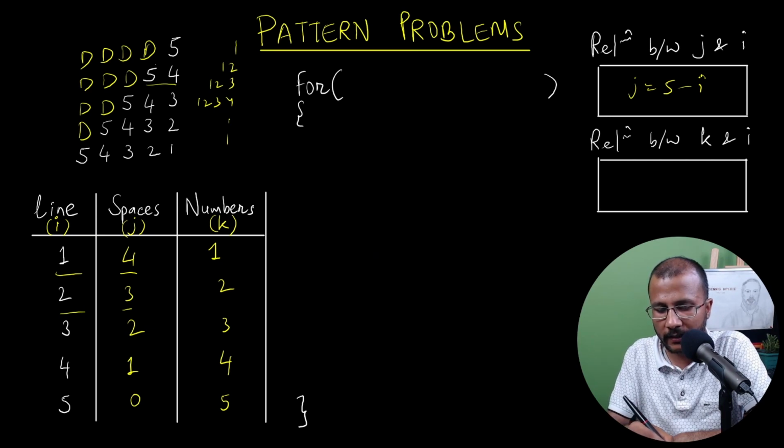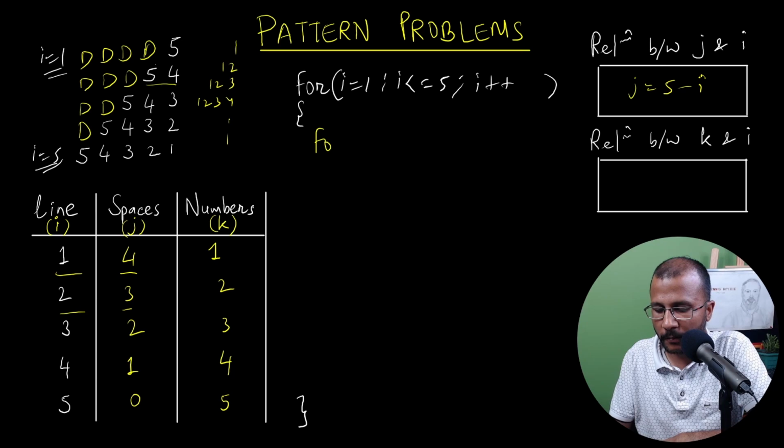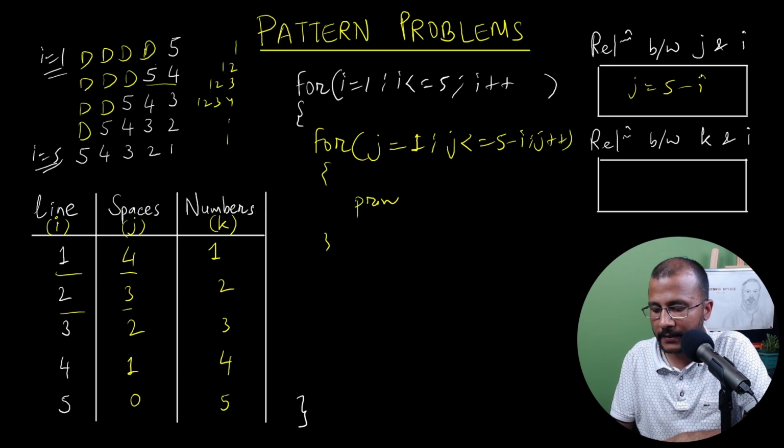So I can write the outer loop first. The outer loop will run 5 times. I equals 1 indicates line number 1 and I equals 5 indicates line number 5. So for I equals 1, I less than or equal to 5, because the total number of lines is 5, I plus plus. This is the outer loop. The first inner loop will take care of the number of spaces as in the previous example. j equals 1, j should be less than or equal to 5 minus I, and j plus plus. In the body I need to write the statement to print a space. This is exactly the same as in the last problem.